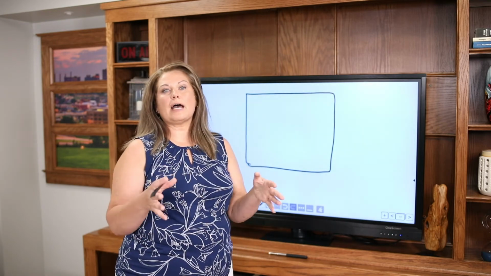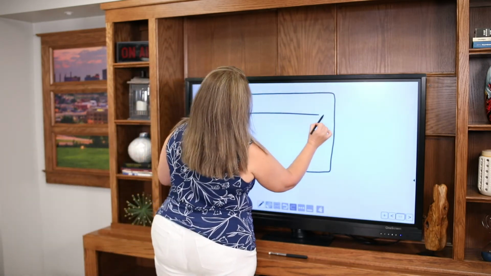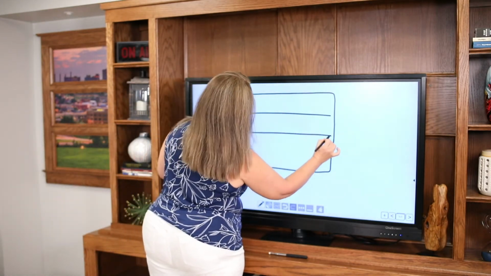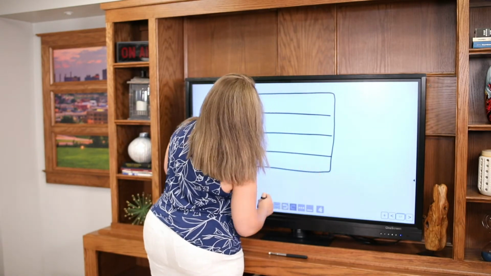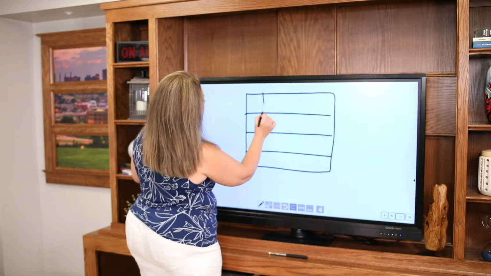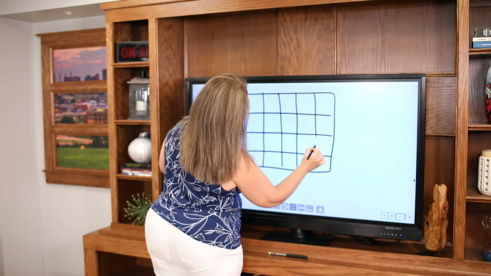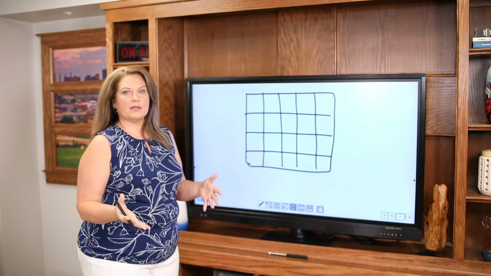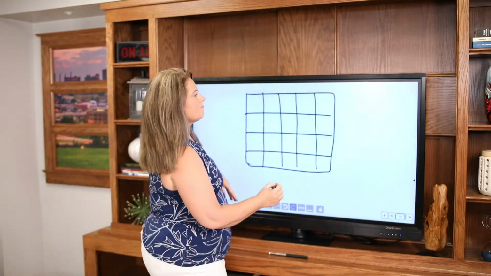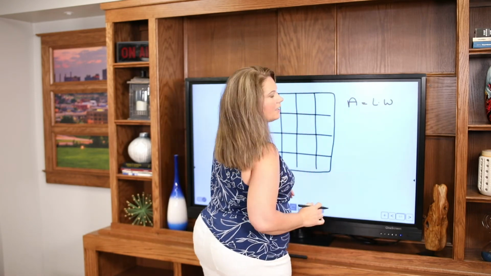So let's talk about how many squares we have. When we do this, we're going to talk about the number of rows, and this is going to be our length. The number of columns is going to be our width. And there's a formula for that, and that's going to be length times width.